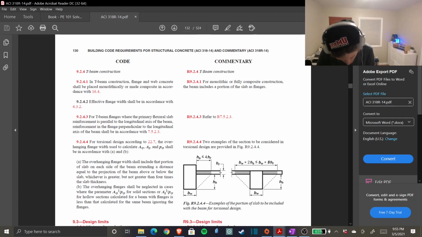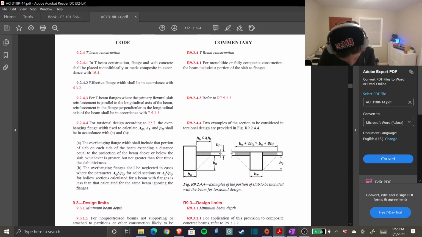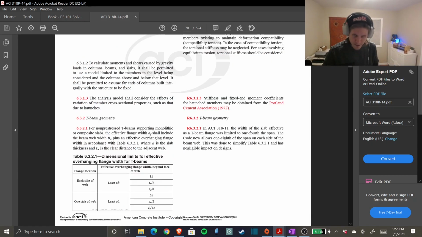Hey-ho! Okay. 9.2.4 T-beam construction. I like it. We're in the right area now. And then we are looking for, look at this, 9.2.4.2. Effective flange width shall be in accordance with 6.3.2. That's what we're looking for, our effective flange width. We are now in chapter 6. Honestly, I don't even know what chapter this is off the top of my head, but this is where we're supposed to be. And you can see 6.3.2 is T-beam geometry. I still like it. We're in the right spot.